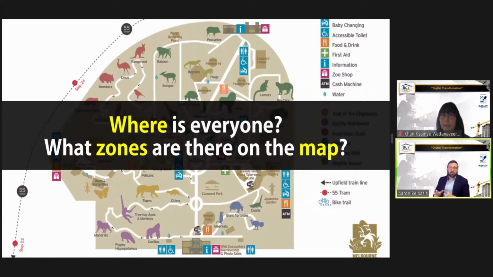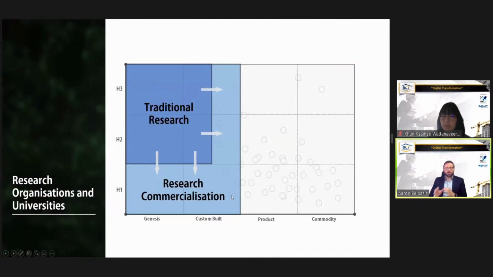So once we have a map, maps are very handy in telling us where things are, but they also tell us who is on the map and where they're located. Here's a great picture of the Melbourne Zoo. If I want to find out where the animals are on a particular map, I can locate them and know where they are. So the same happens with our map.